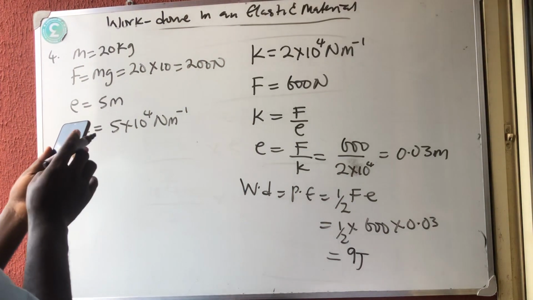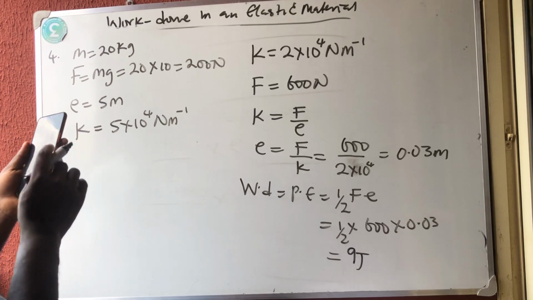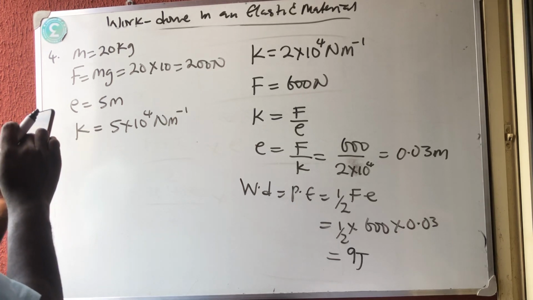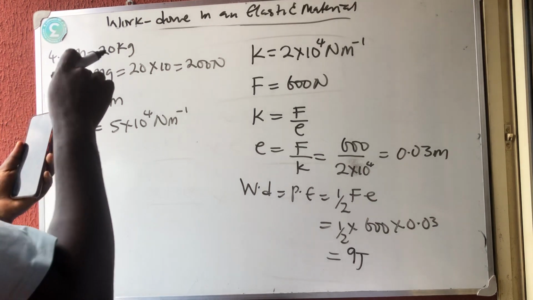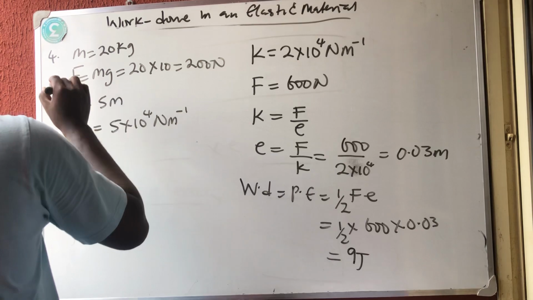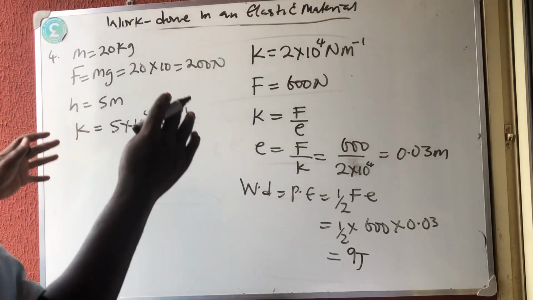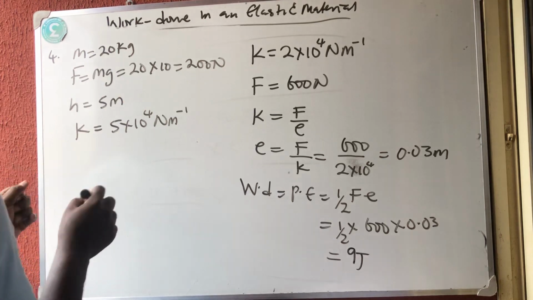Okay. They said that an object which is placed 5 meters below. Okay, this is the height. They gave us the height, sorry. This is the height. So what they are asking us for, the maximum compression, is now the extension. That is what they are asking us.